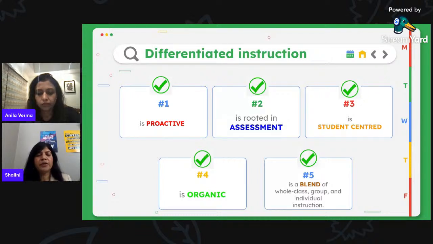Then only we will be able to cater to the needs of all learners. Again, it is a blend of whole class, group, and individual instruction. So it is not always one on one. Sometimes you do whole class instruction, sometimes you group them, sometimes you pair them, sometimes you know that all other children have understood, but this particular child needs my attention, some support, or maybe some higher challenge. So that is how we need to keep thinking about what kind of grouping will help best learning to happen.